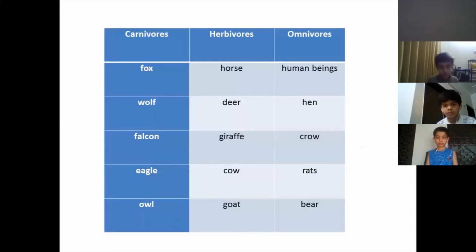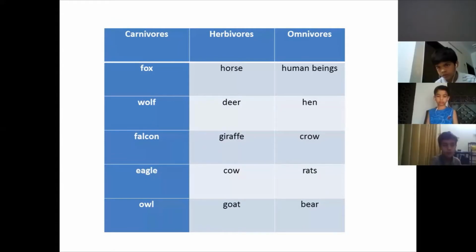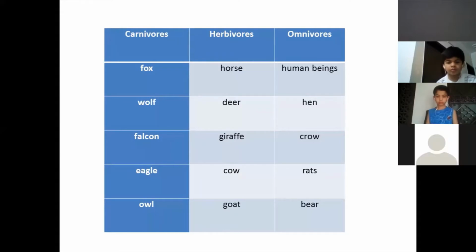Okay, so before we go into the details of this food chain, if you can look at this table. You've done it in your previous classes as well, if you remember. Just a recap of it. We all know about carnivores, herbivores, and omnivores, right? So, what are carnivores? These are the animals that only eat meat, meat-eating animals. And if you can see the examples, you can relate to it. Fox, wolf, falcon, eagle, owl. So what are these? The animals that eat meat. Then comes the herbivores. These are the animals that only eat plants, like horse, deer, giraffe, cow, and goat.